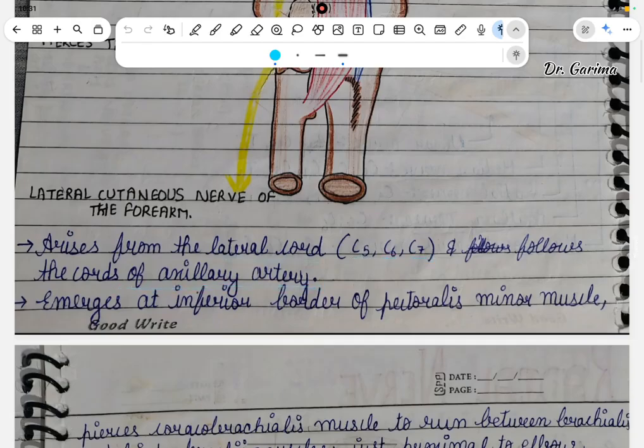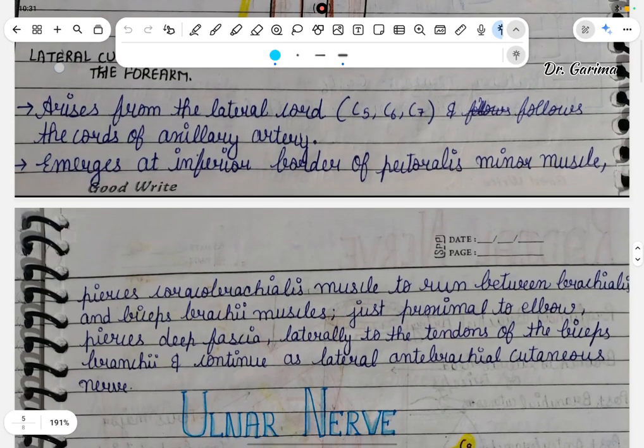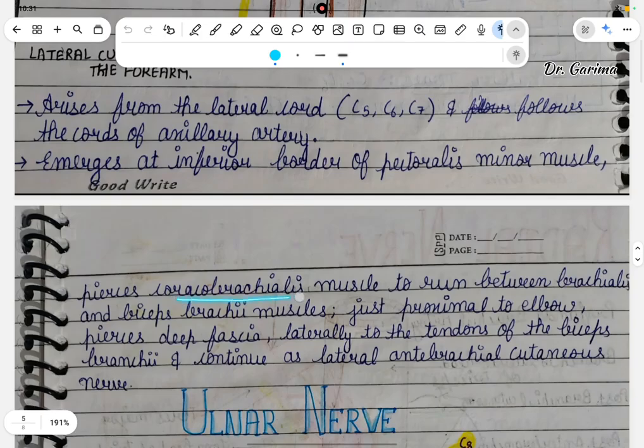the axillary artery. It emerges at the inferior border of the pectoralis minor muscle and pierces the coracobrachialis muscle to run between the brachialis and the biceps brachii muscle. Just proximal to the elbow, it pierces the deep fascia lateral to the tendon of the biceps brachii and continues as the lateral antebrachial cutaneous nerve.